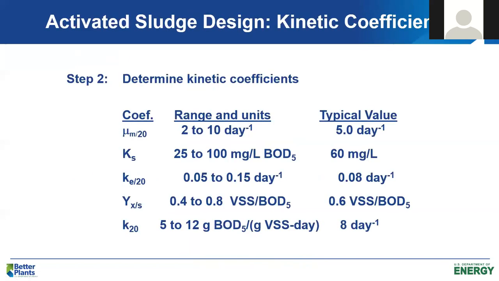This slide gives you some of the values for our important biokinetic constants, the typical values for mu max, K sub S, K sub B, Y, little k. These are the typical values that I use when I design and evaluate the activated sludge process. The only thing I might change a little bit is oftentimes I'll use 0.1 for K sub B instead of 0.08. That'll make a little bit of a difference.